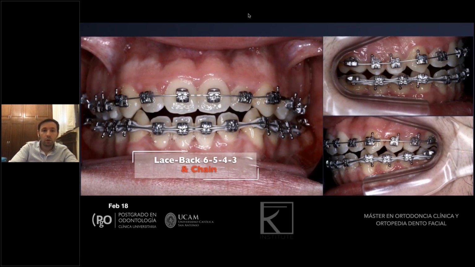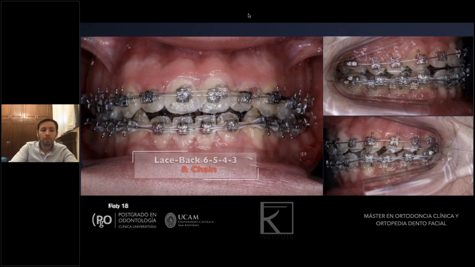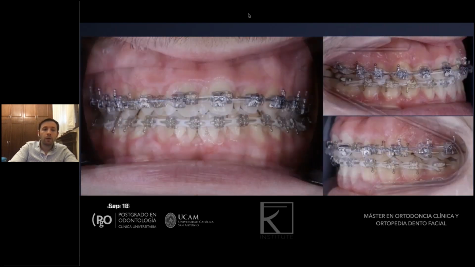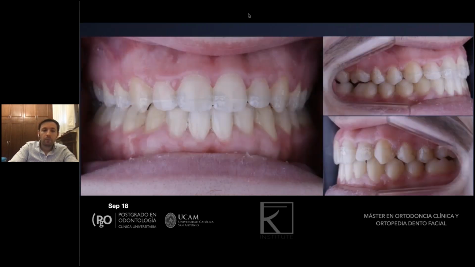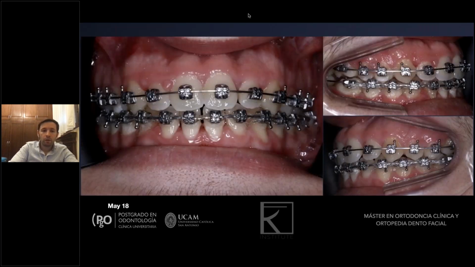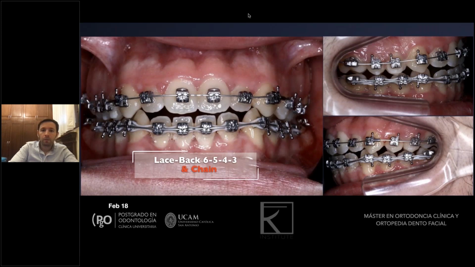Look at this patient, look at this situation. I have a class 2 situation. So for me, it's really easy. I'm going to close the diastema. I'm going to use slight elastics in order to solve this situation. And look at February, May, June, September. I'm going back: September, the beginning, June, May, February.